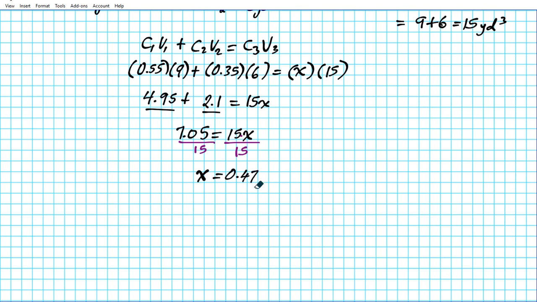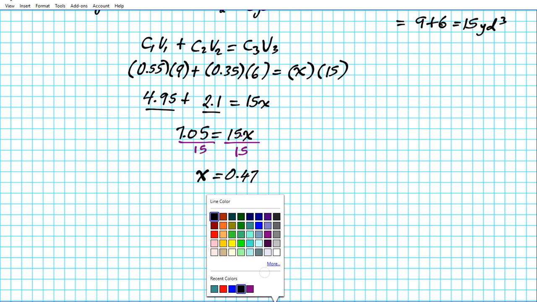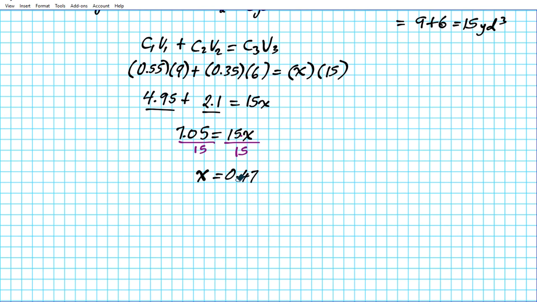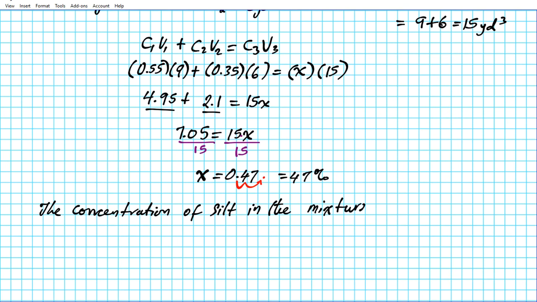So the concentration in percent, you just multiply by 100 or move the decimal point to the right 2 places, which will yield 47%. So what does this answer mean? This answer means that the concentration of silt in the mixture is 47%.